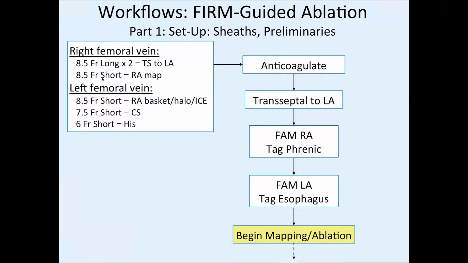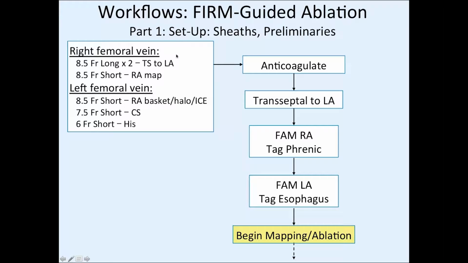I have a coronary sinus catheter and a His catheter in the left femoral vein, and a short sheath either for an ICE catheter, a halo catheter if I need it, or deploying a long sheath for the right atrial basket, which we usually do in these cases as well.